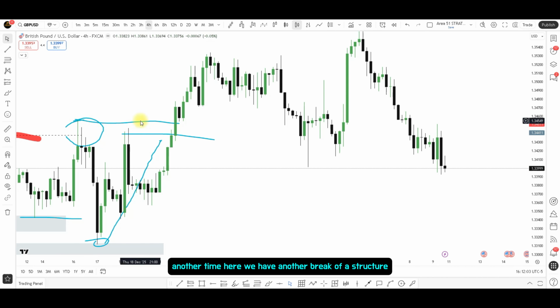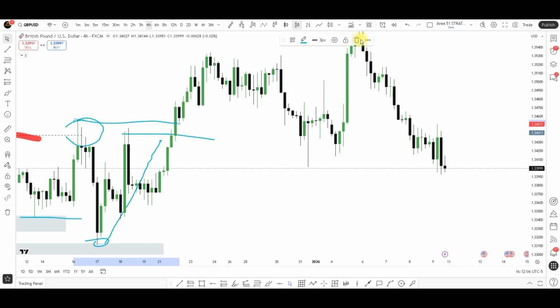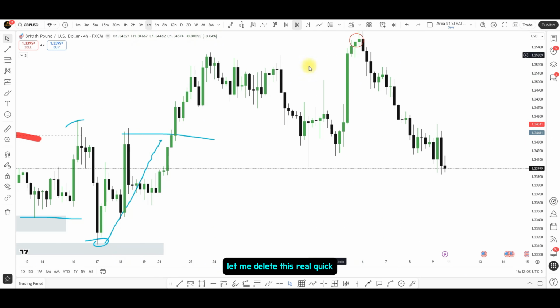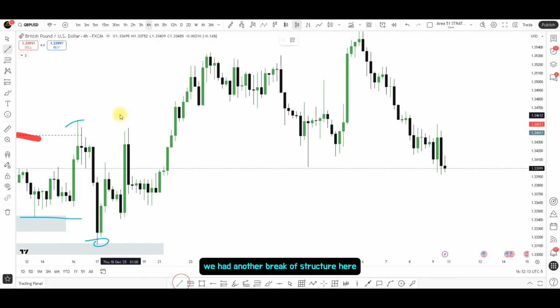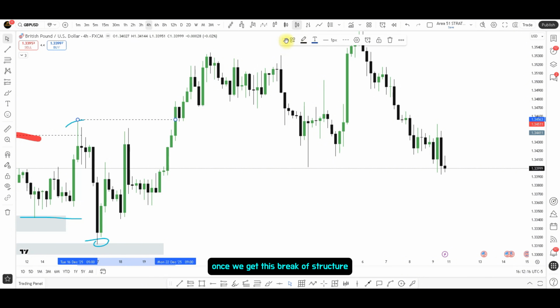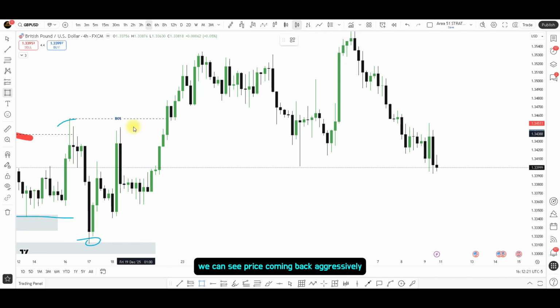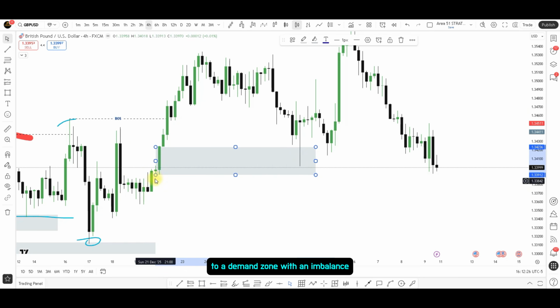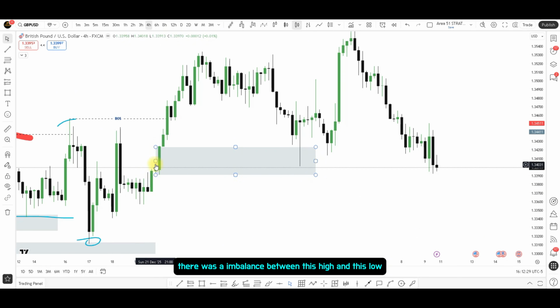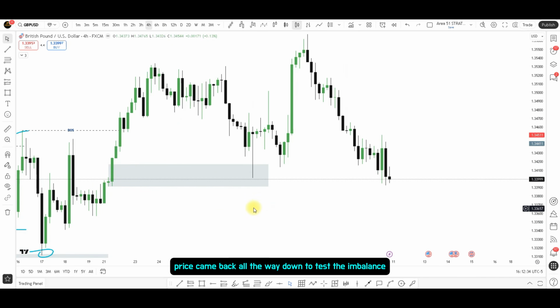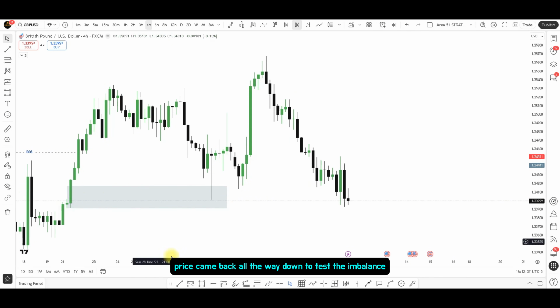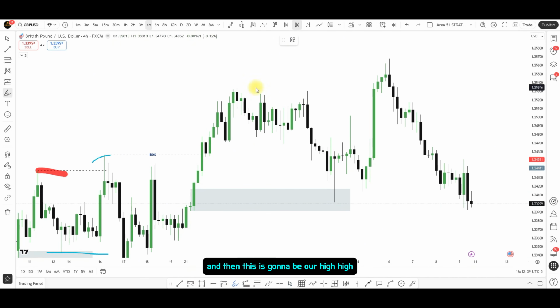Another time here we have another break of a structure. Let me delete this real quick. We had another break of a structure here, another break of a structure. Once we get this break of a structure, we can see price coming back aggressively to a demand zone with an imbalance. There was an imbalance between this high and this low, so price came back all the way down to test the imbalance, and then this is going to be our higher high.